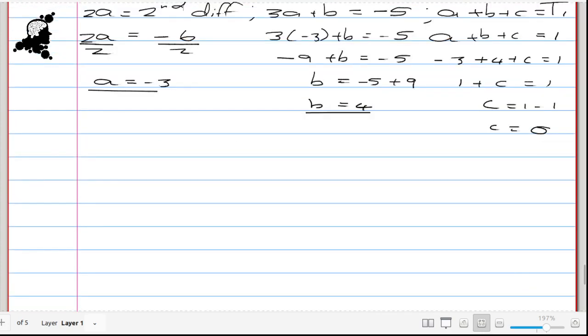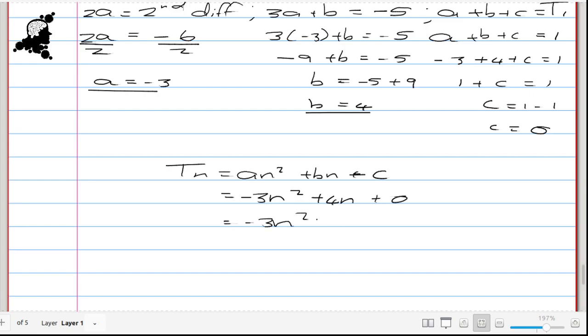Now, let's write down our general term. So Tn is equal to an squared plus bn plus c. Now we can substitute what we have. Negative 3n squared plus 4n plus 0, which is just going to give me negative 3n squared plus 4n. This is our general term.